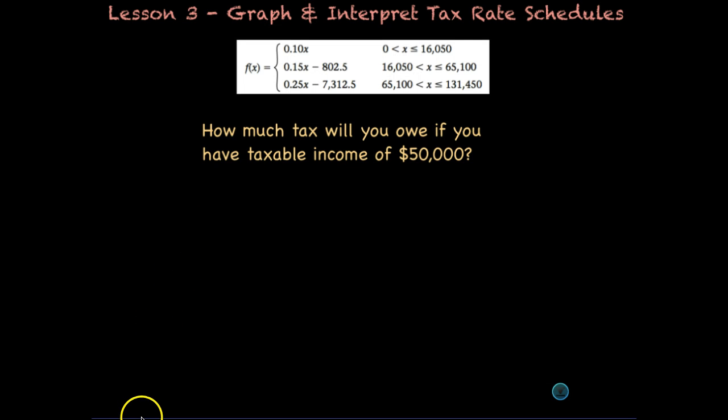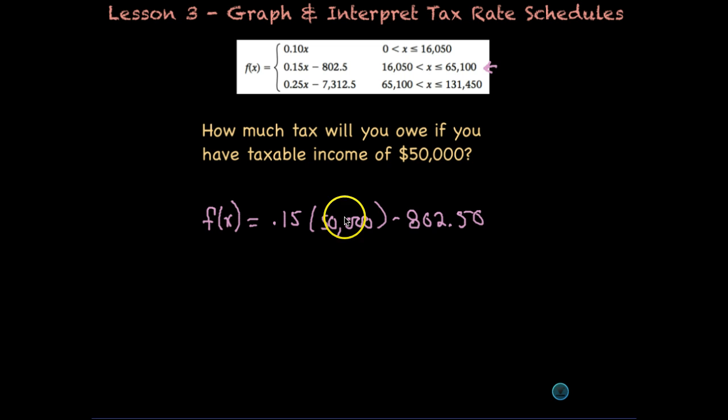All right, let's finish off by doing one interpretation. Let's figure out how much tax we will owe if we have taxable income of $50,000. Let's do it the old way, where we plug it into our equation, and then let's look on the graph and see how close we were. Well, 50,000 would fall into this middle category because our range goes from 16,000 to 65,000. So we would use this equation, which, by the way, is going to be easier for us to calculate the tax from when it's in the y equals mx plus b form. There's a little bit less to do since we've already simplified this.